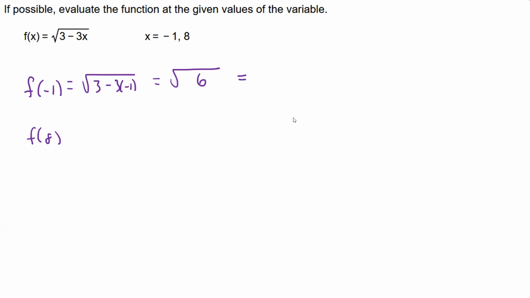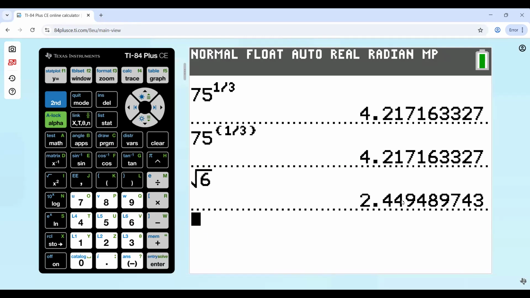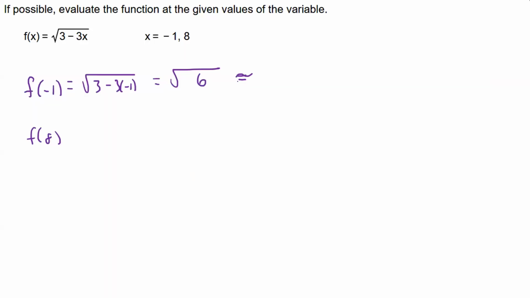If we did that to the hundredth, let's do square root of 6, and that would give us 2.45. So we'll say one of those two values, or approximately 2.45. This would be the exact value. This would be the approximate value. Now, what if we plug in 8?